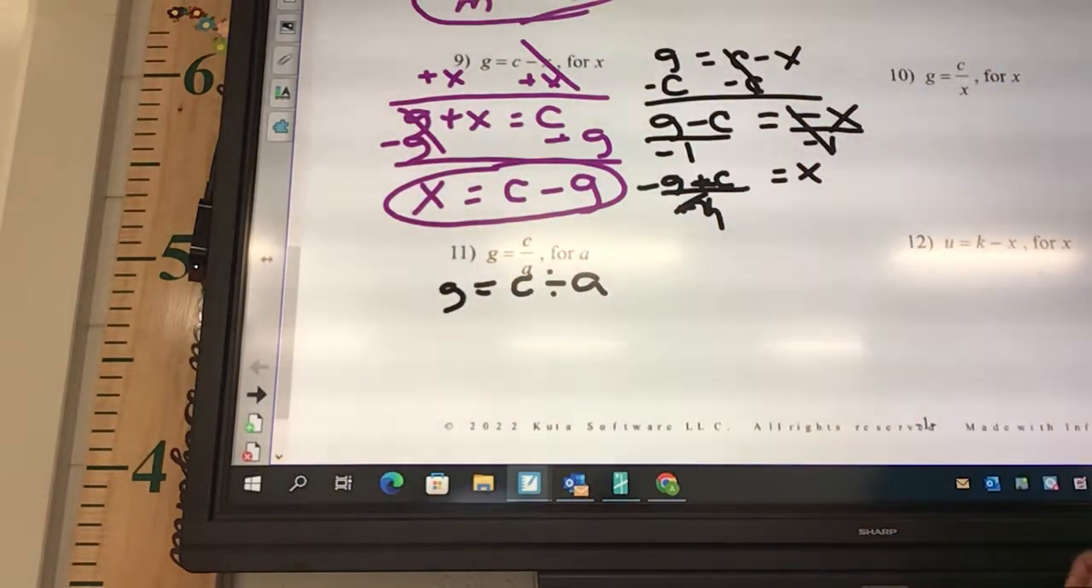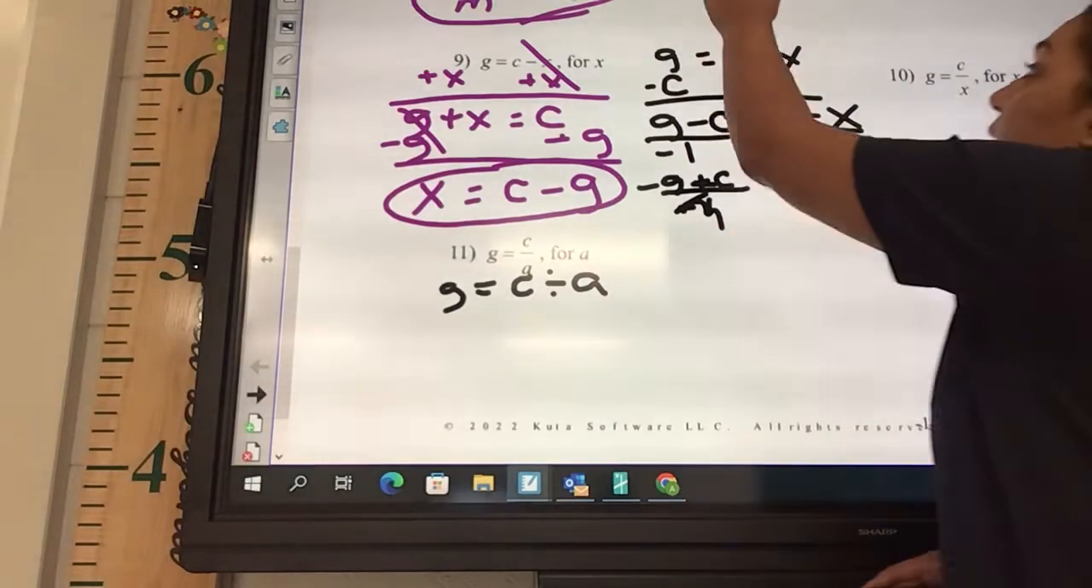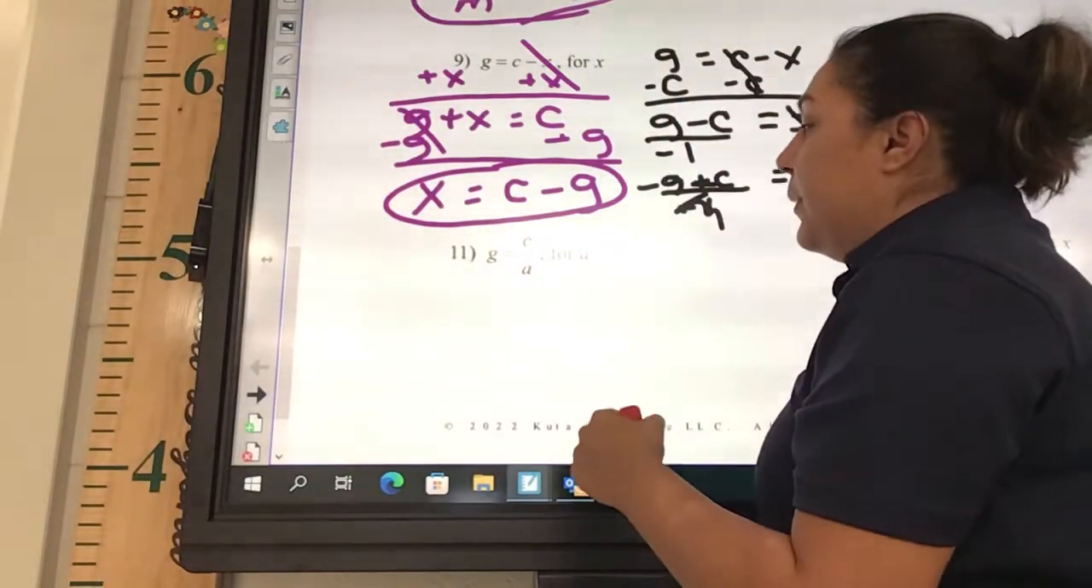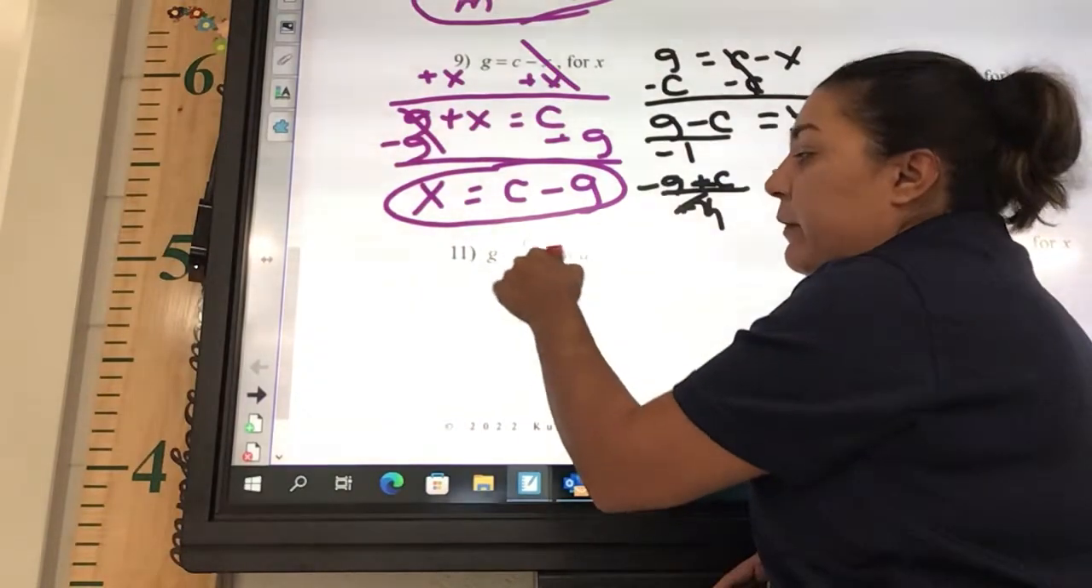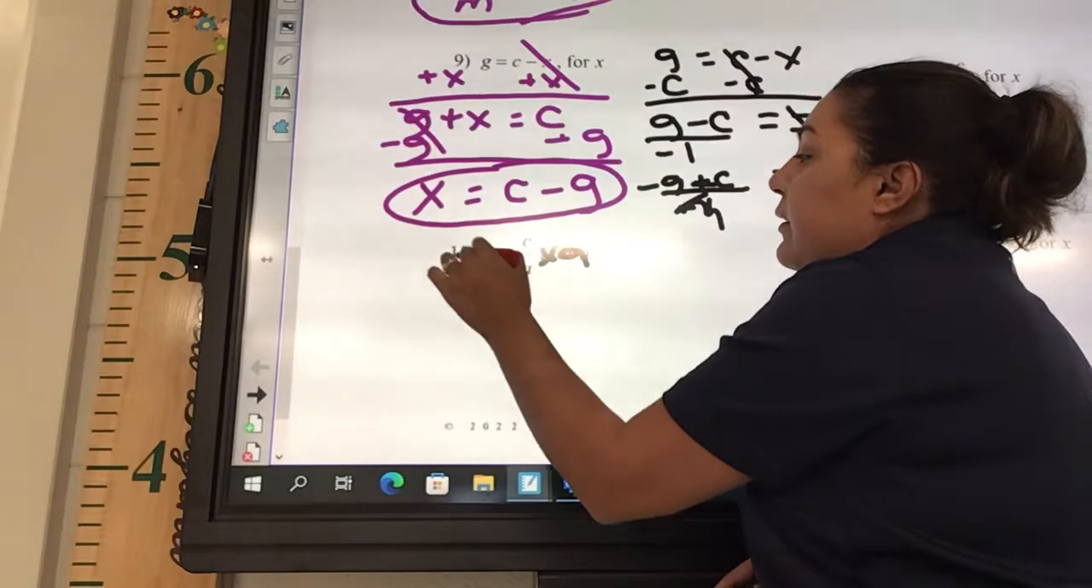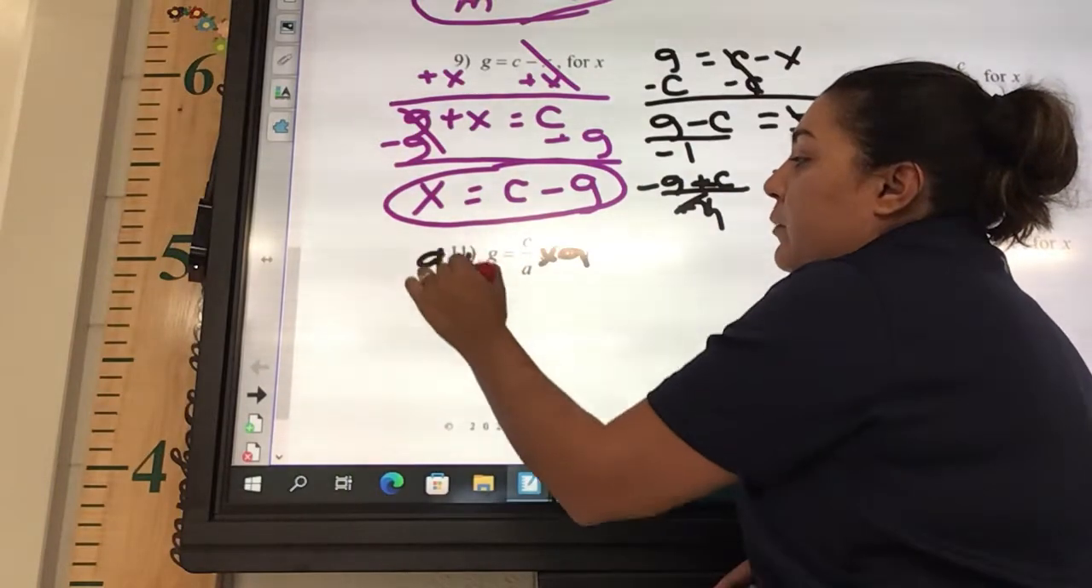Okay, and so to solve for a, I'm going to have to multiply by c, okay? Or you can do this on the flip side and move the a, because you have to move this bottom piece before you can do anything. So we're going to say times a, times a. It's supposed to be a.